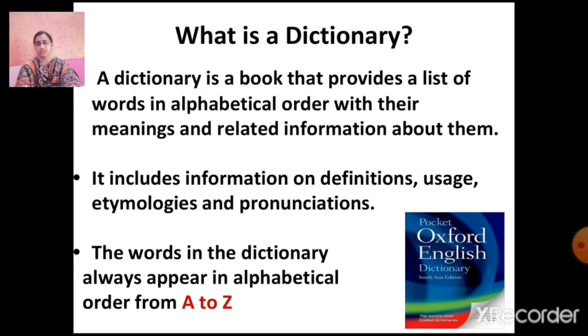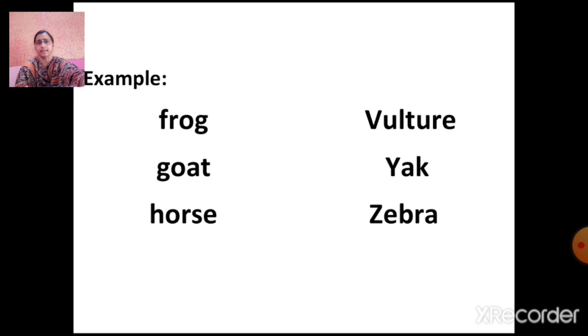The words in the dictionary always appear in alphabetical order from A to Z. Now let us understand this with the help of an example. Like in this case, we have words like frog, goat and horse. Now here the word goat comes after the word frog and before the word horse. Similarly, the word yak comes after the word vulture and before the word zebra. Now, this is the alphabetical listing of the words in the dictionary.